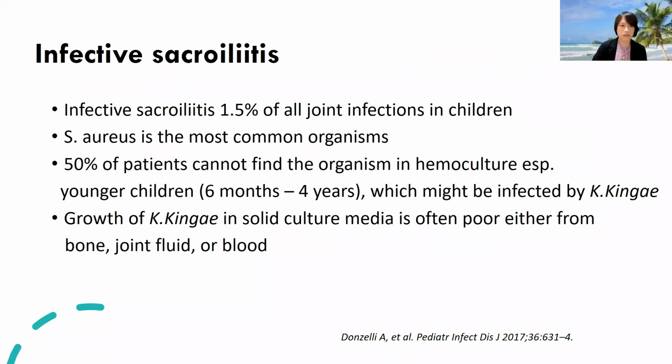I'm thinking about infective sacroiliitis, which occurs in around 1.5% of all joint infections. Staph aureus is the most common organism in this disease. However, in around 50% of patients, they cannot find any organism in hemoculture, especially in younger children, because they think that it might be infected by Kingella kingae. This kind of germ is usually difficult to grow in culture media, often poor from either bone, joint fluid, or blood.